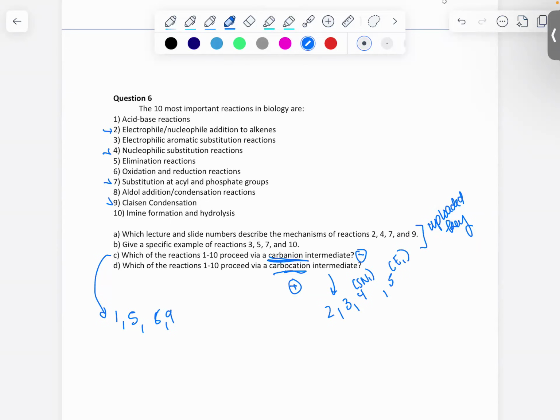And I should mention here that the carbanion is only E1cB. This was part of one of the major questions on prelim 2, was the difference between this carbanion intermediate and carbocation intermediate in the two kinds of elimination reactions.